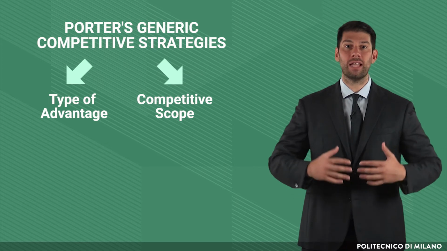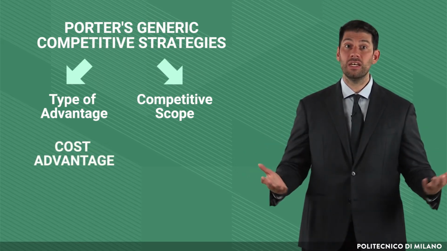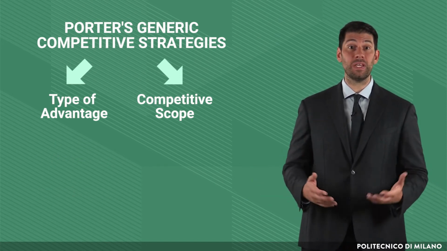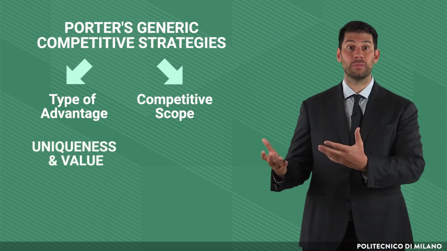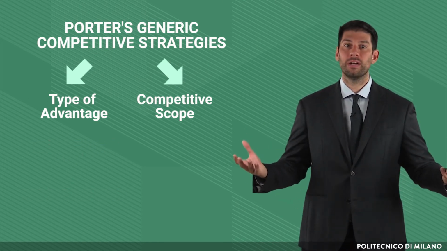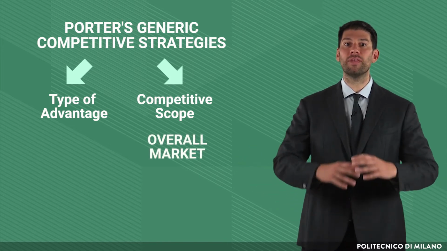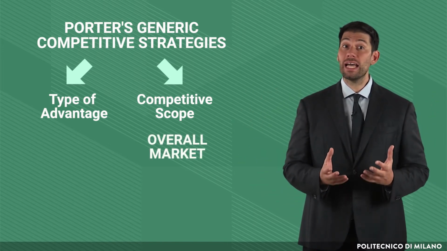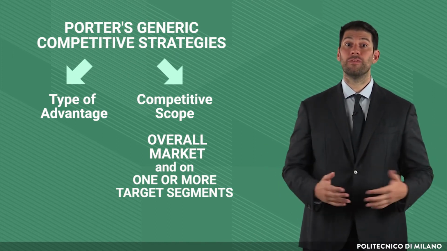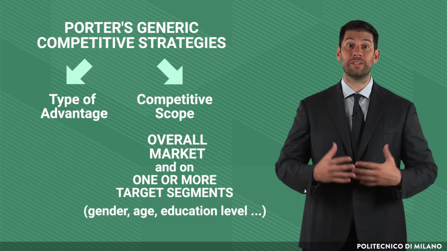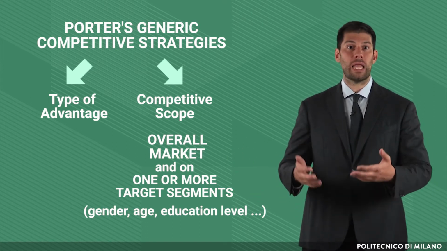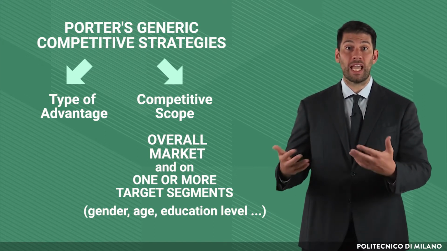Companies can try and achieve a cost advantage if aiming at efficiency, or the advantage can be uniqueness and value when pursuing effectiveness. As for scope, the company can work both on the overall market and on one or more target segments, identified through the choice of adequate demand segmentation variables like gender, age, education level, or other more sophisticated elements like attitude and behavior.